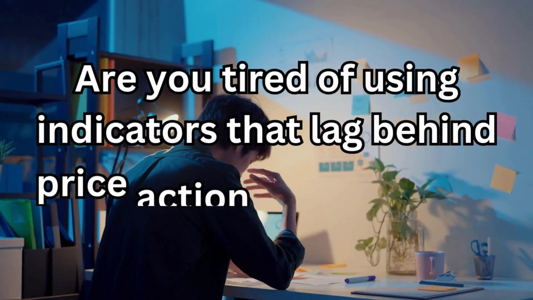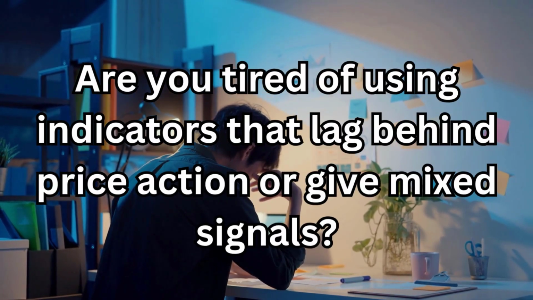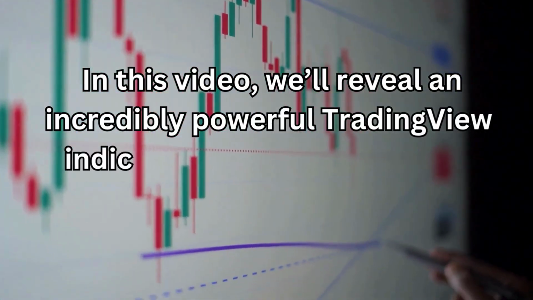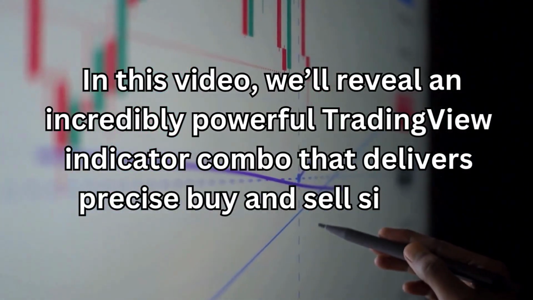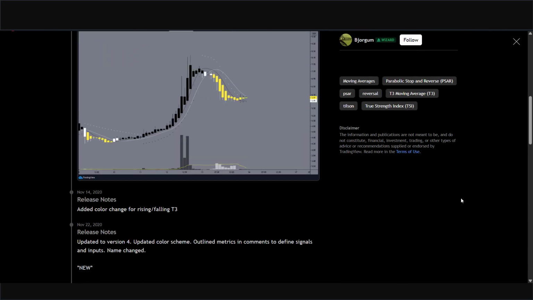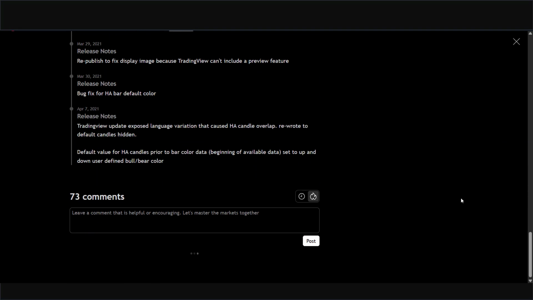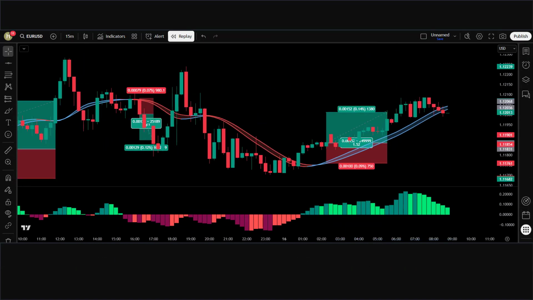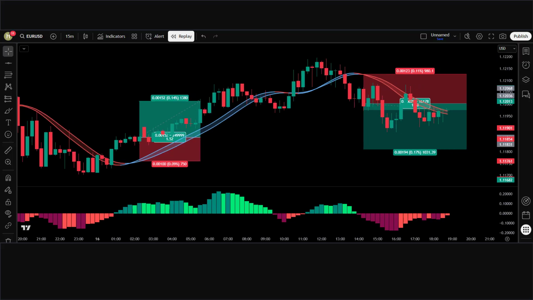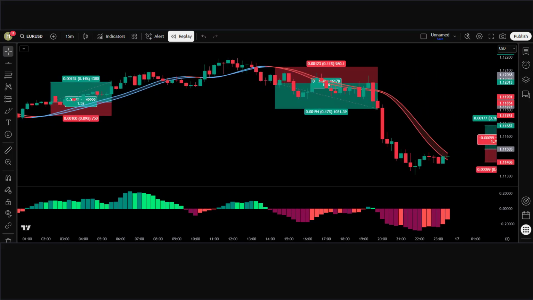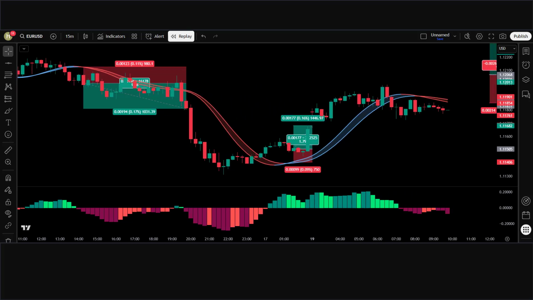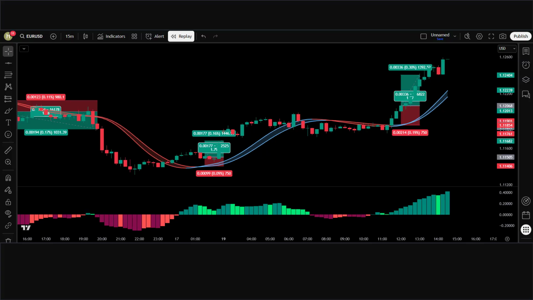Are you tired of using indicators that lag behind price action or give mixed signals? In this video, we'll reveal an incredibly powerful TradingView indicator combo that delivers precise buy and sell signals, all for free. Introducing the TKP T3 Trend with PSAR Barcolor combined with the Sentiment Histogram 2 indicator. This dynamic pair helps you filter out market noise, confirm trends early, and identify high-probability entries and exits like a pro. Whether you're trading Forex, crypto, or stocks, this strategy is adaptable and beginner-friendly.